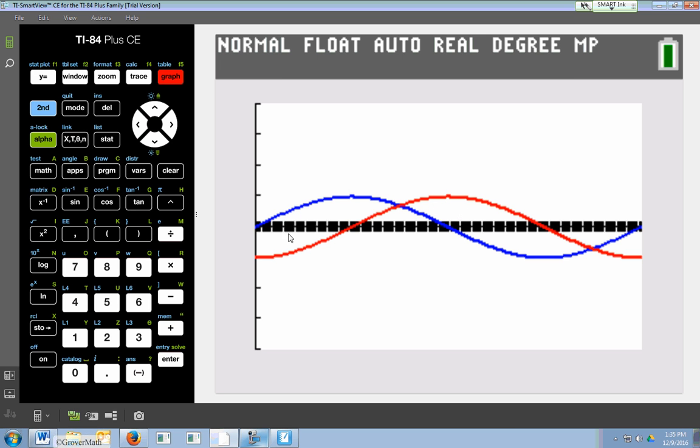And by doing so, it actually now looks like negative cosine. And that's that strong connection between sine and cosine being co-functions, being complement functions, that they are each other 90 degrees apart.